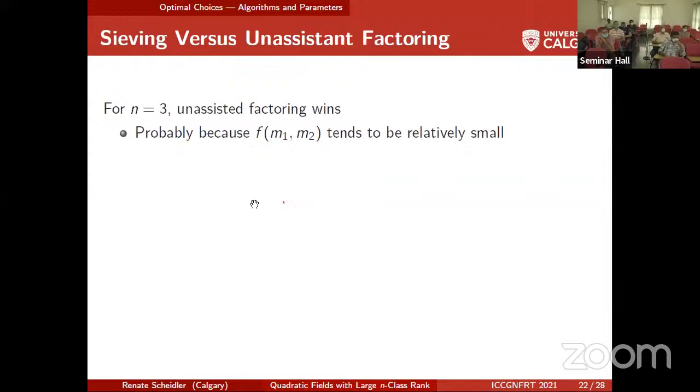And then what about this extra improvement where you use sieving for factorization versus just unassisted factoring? For n equals 3, for 3 class rank, the unassisted factoring wins. That is because the yield of the algorithm is really high. You find a lot of relatively small discriminants where the 3 class rank is already 2 or above, and the things that you need to factor are pretty small. The sieving is just not worth it. You just factor them.